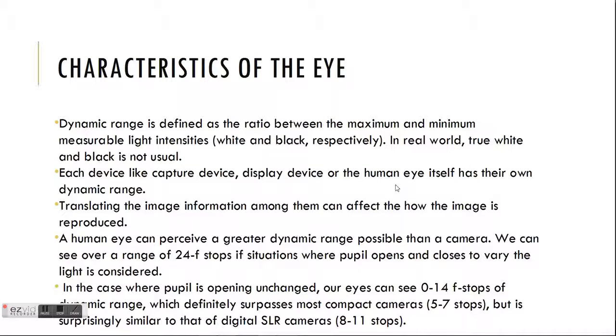To observe the display and these color changes we talked about previously, we make use of our eyes. Let's get some technical insights of our eyes with respect to computer graphics. The human eye is capable of capturing a range of 24 f-stops. However, when the pupil opening is unchanged, it can capture only 0 to 14 f-stops, which is as good as that of certain DSLR cameras.